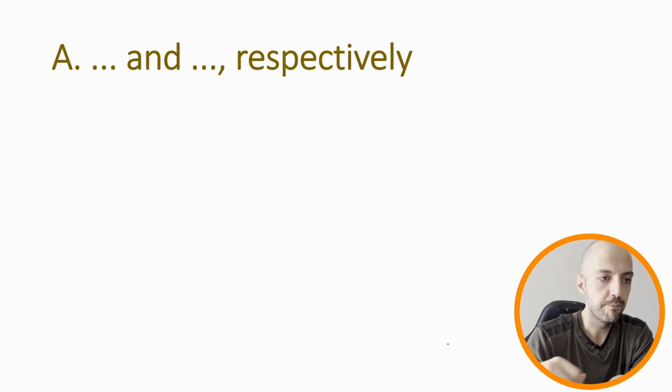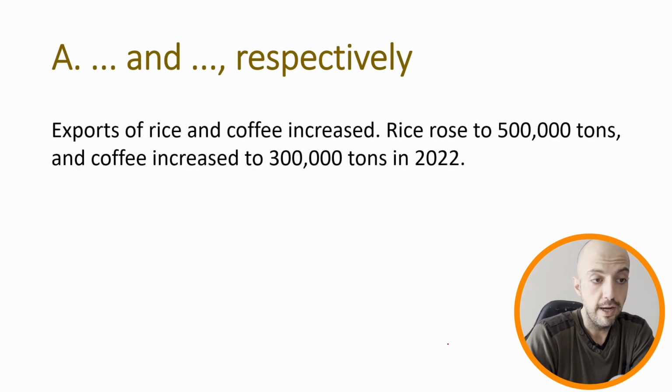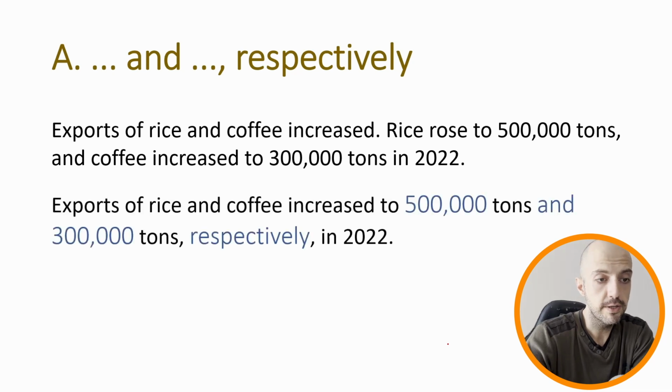Now, another example. Exports of rice and coffee increased. Rice rose to 500,000 tons and coffee increased to 300,000 tons in 2022. Now, let's rewrite it using this phrase. Exports of rice and coffee increased to 500,000 tons and 300,000 tons, respectively, in 2022.